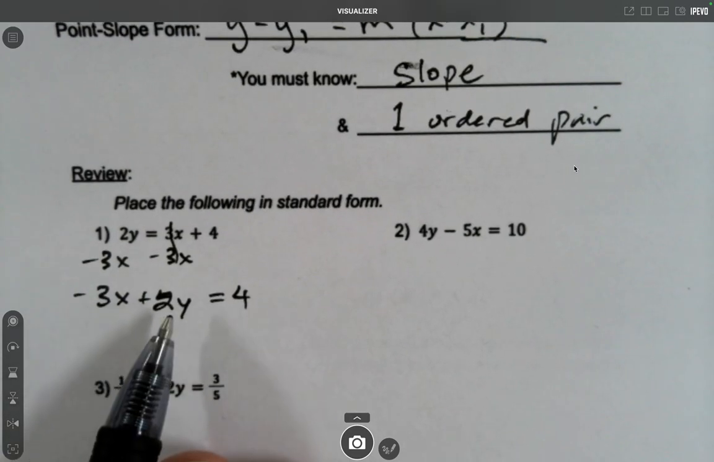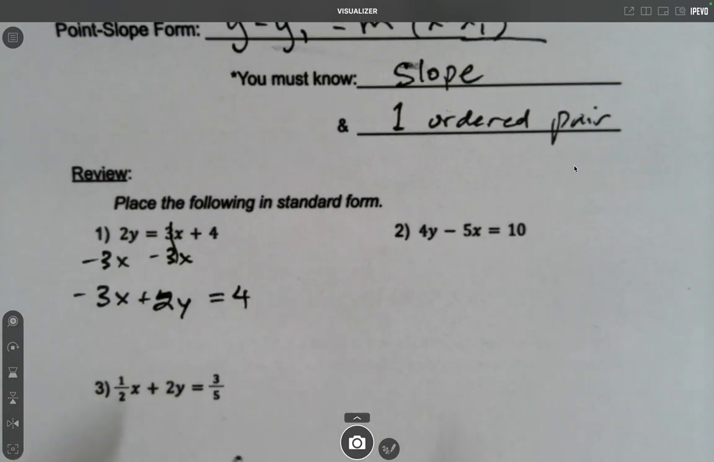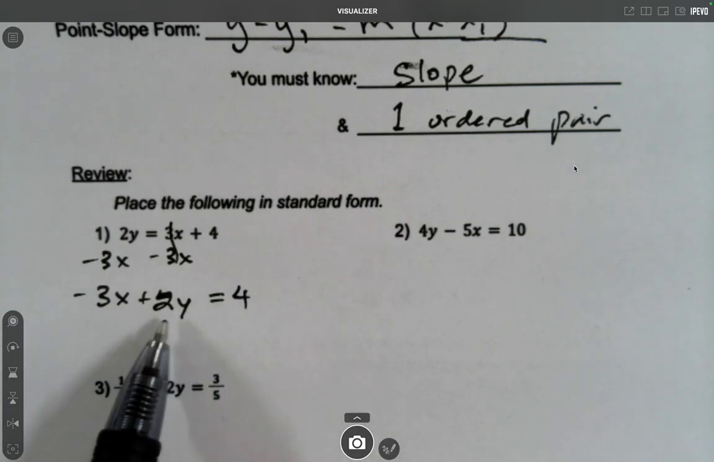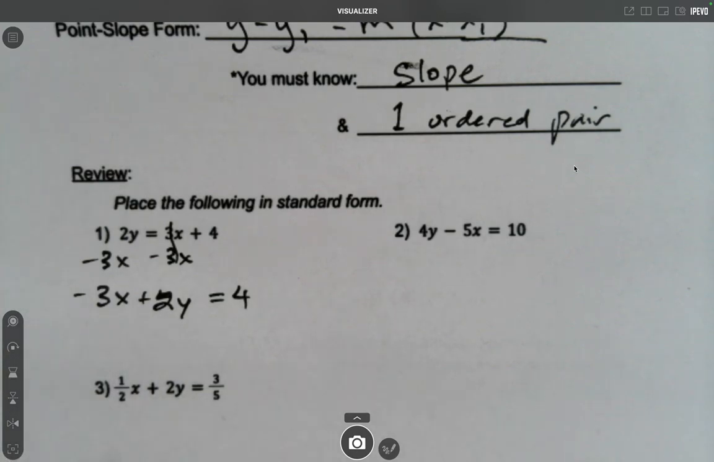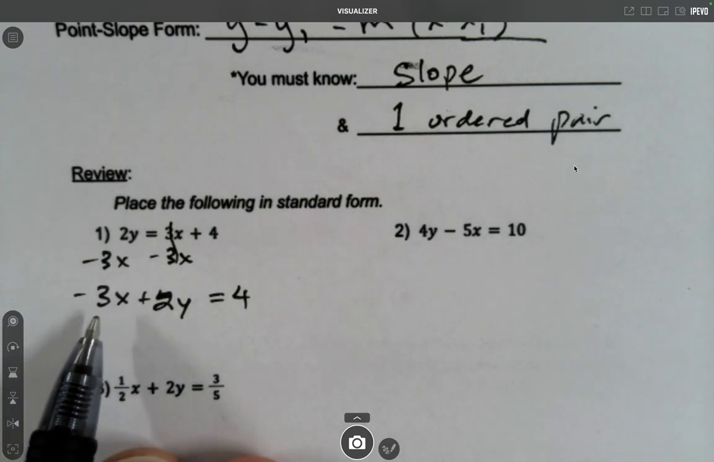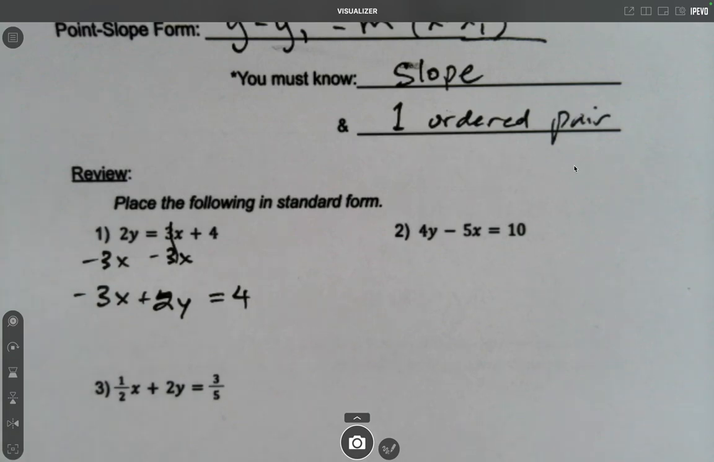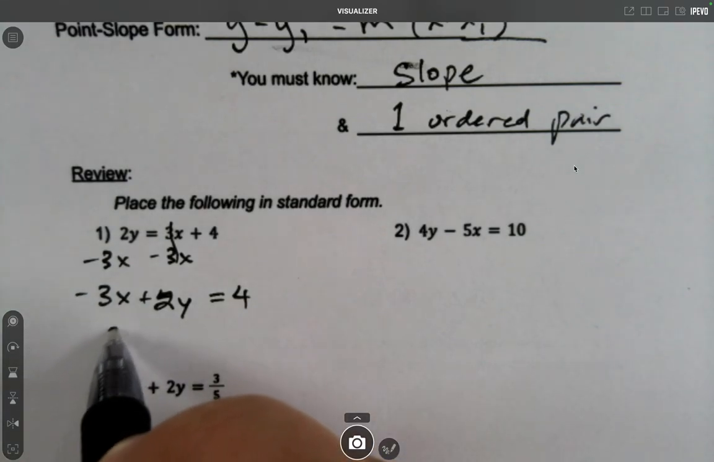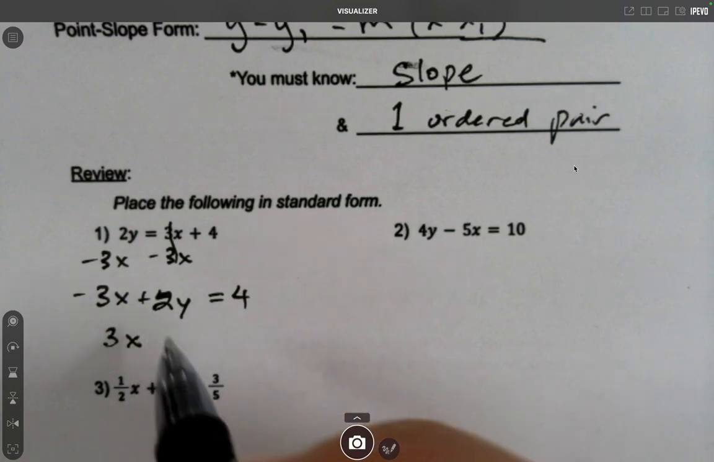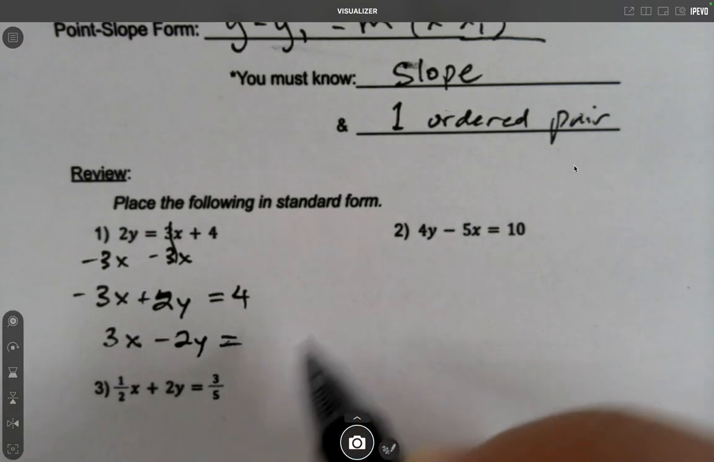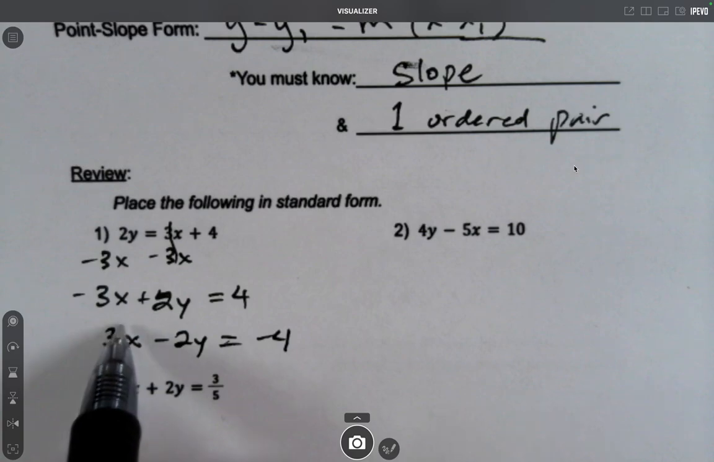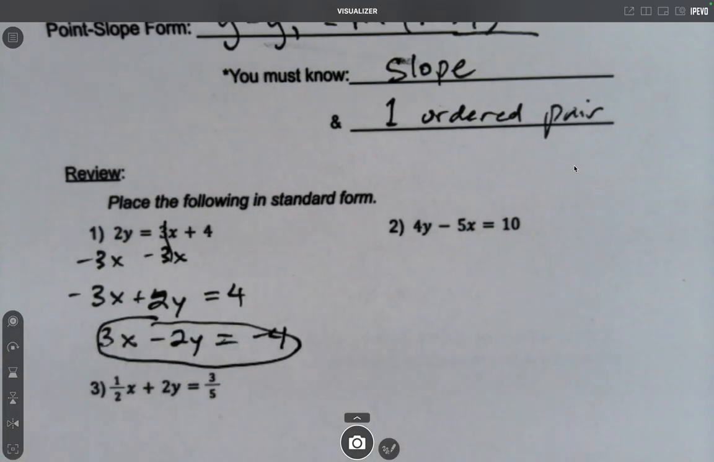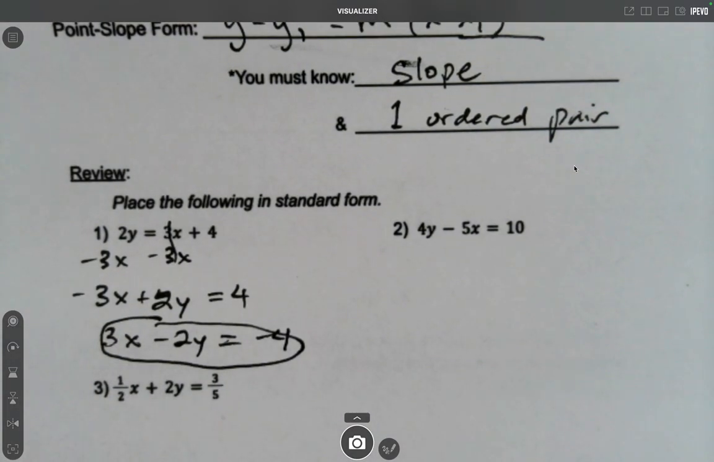We have the x, then the y, then the constant. But one of the rules says that this term cannot be negative. It's okay for the other terms to be negative or not, but this one can't be. So to fix that problem, we've got to multiply all three of these terms by negative 1. So negative 3 times negative 1 is positive 3. 2 times negative 1 is negative 2. 4 times negative 1 is negative 4. So as you can see, it essentially just changes the signs of every term so that the x term can become positive.